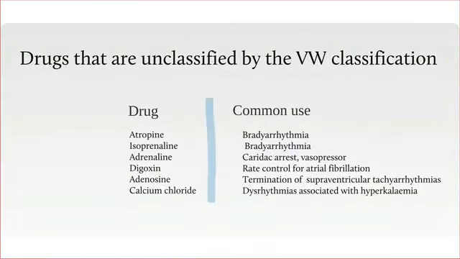So, we've just had a run through of the Vaughan-Williams classification. Once again, I think it's important to say that this isn't the complete picture. It's a good classification. It relates the drugs to their mechanism of action and provides a framework for memorizing them. But there are lots of drugs that you will come across that are used for the treatment of arrhythmias that aren't in this classification at all. So this slide briefly is just to illustrate some of those and some of their uses. Do you want to talk through this, Stephen?